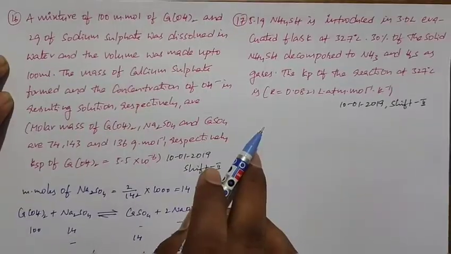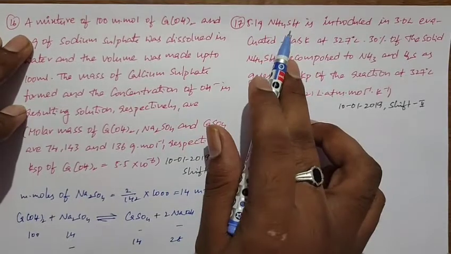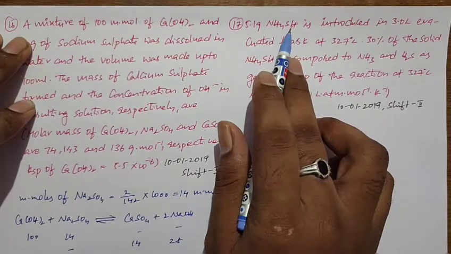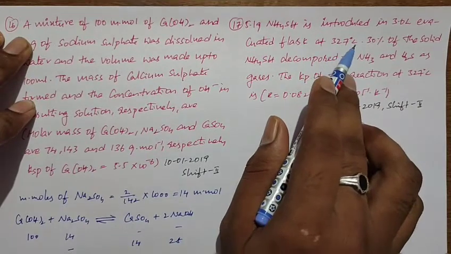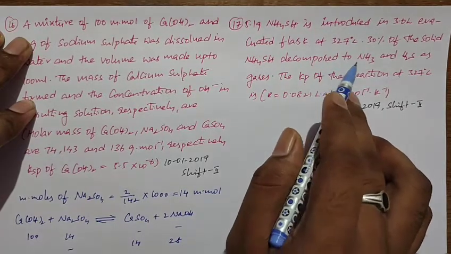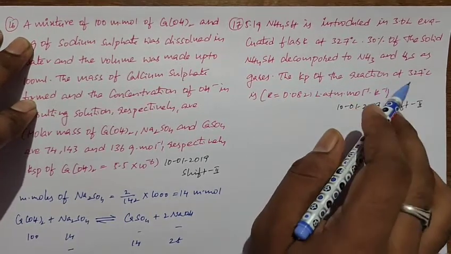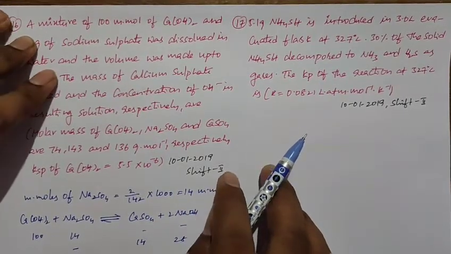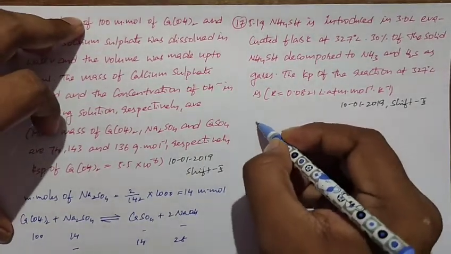Yes, friends, this is the next question. This question was given in the 10th January 2019 shift 2 paper. 5.1 grams of ammonium hydrosulfide, NH4SH, is introduced in a 3 liter evacuated flask at 327 degrees centigrade. 30% of the solid NH4SH decomposed to ammonia and hydrogen sulfide as gases. The Kp of the reaction at 327 degrees is. So they are asking about the Kp value. First we need to find the Kc based on the given information, then we will find the Kp. So first we can take the given equation.